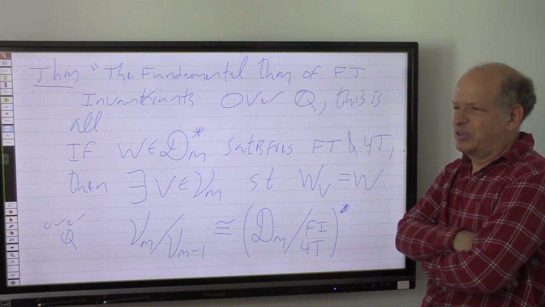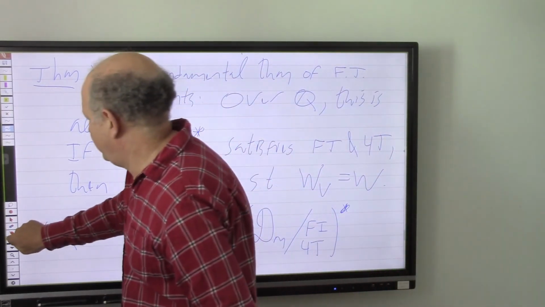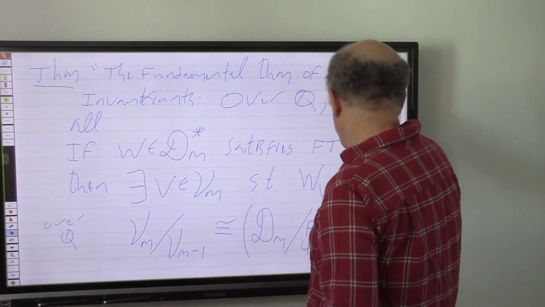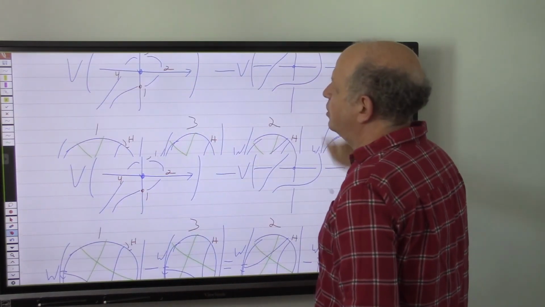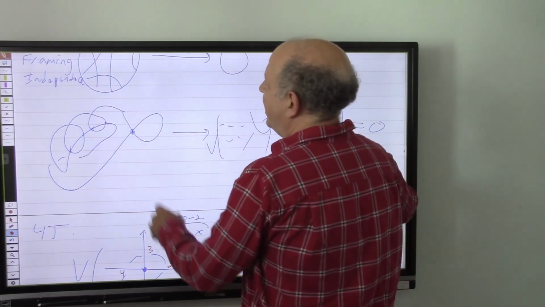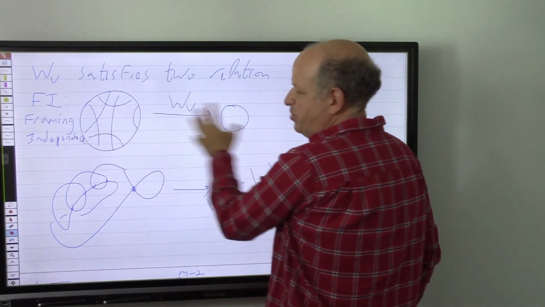Sorry, what is the framing independence again? Framing independence is the relation written here. So if you have an isolated chord, the diagram maps to 0.